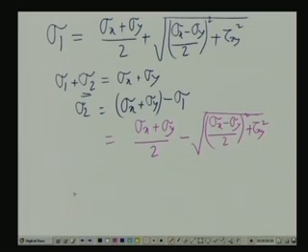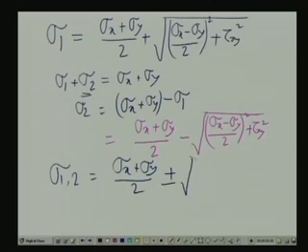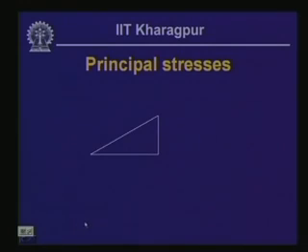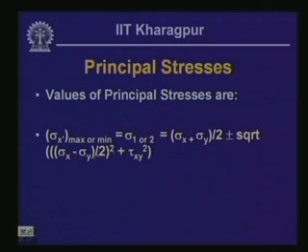Hence, the stresses sigma 1 or 2 can be given as (sigma x plus sigma y)/2 plus or minus the square root of ((sigma x minus sigma y)/2)^2 plus tau x y squared, and these are the values of the principal stresses, maximum and minimum principal stresses. So, these are the values of the principal stresses.